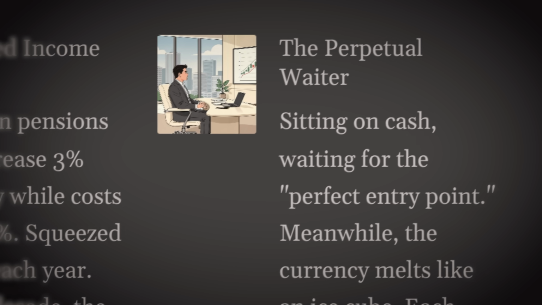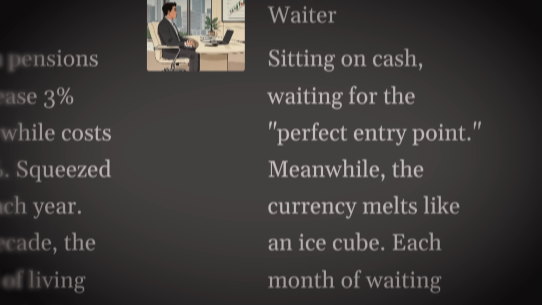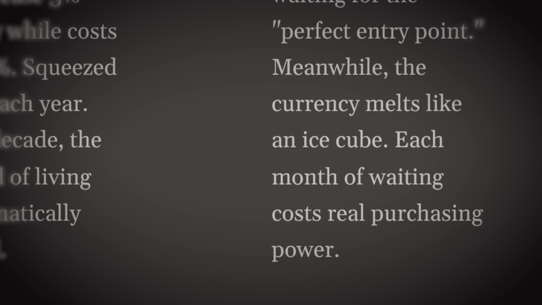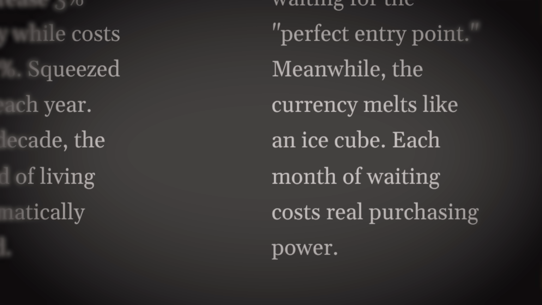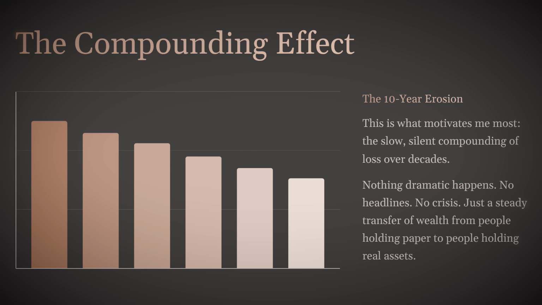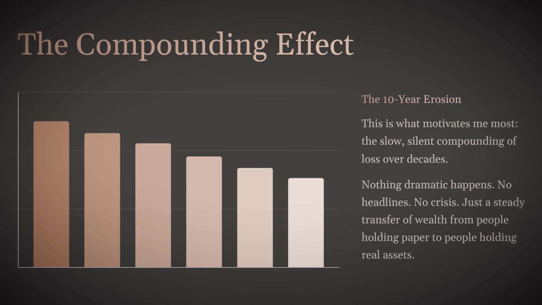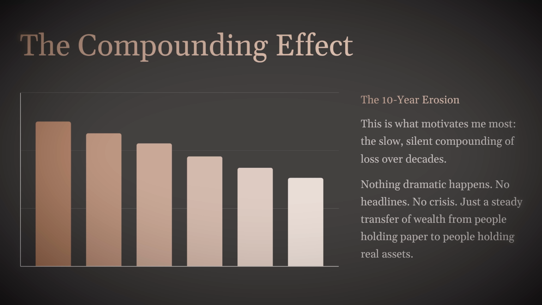And then there are people who are sitting on the sideline. They say, oh, I'll invest when things calm down, or I'm waiting for a better entry point. Every month they wait is another month where their currency loses value. Their cash is melting like an ice cube, right? This crisis does not hit all at once. There's no dramatic event. There are no headlines screaming, currency failure. No, it happens so slowly and so quietly, year after year, that the people who lose most don't realize it's happening until they look back like 10, 20 years later and wonder why they can't afford what their parents could.